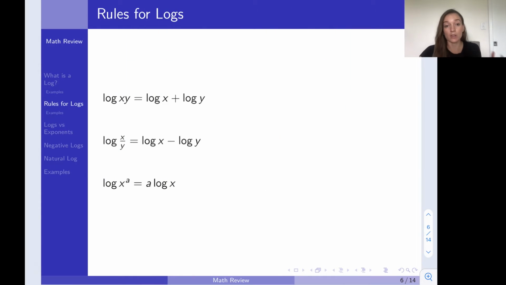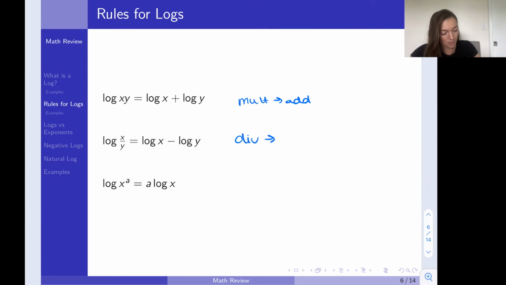Okay, now let's talk about the rules for logs. Just like for exponents, logs have rules when we combine them. Here we have log of xy is equal to log of x plus log of y. So when we have multiplication, we add. Now here we have log of x over y is equal to log of x minus log of y. So when we have division, we subtract.